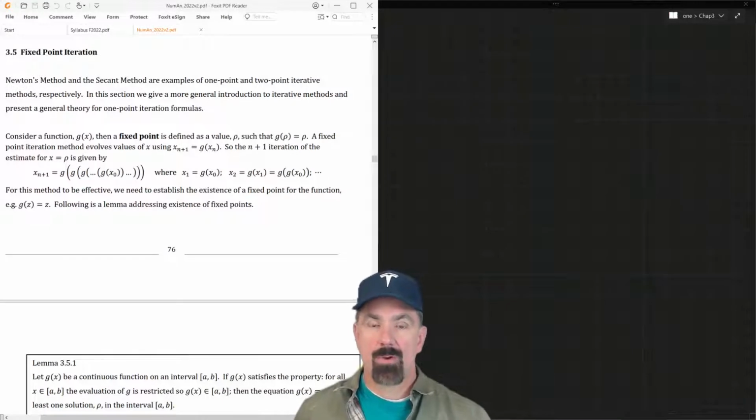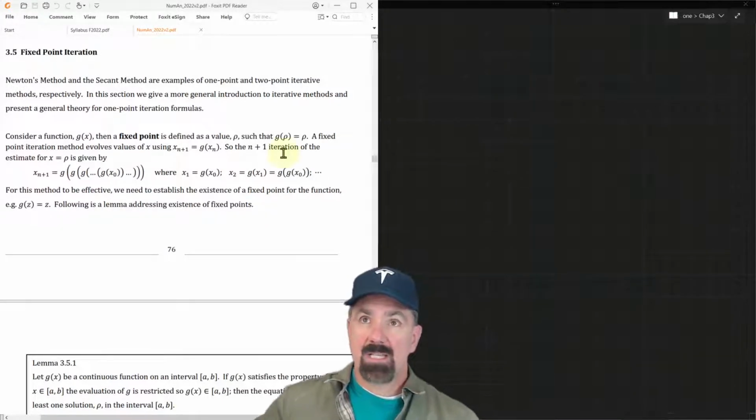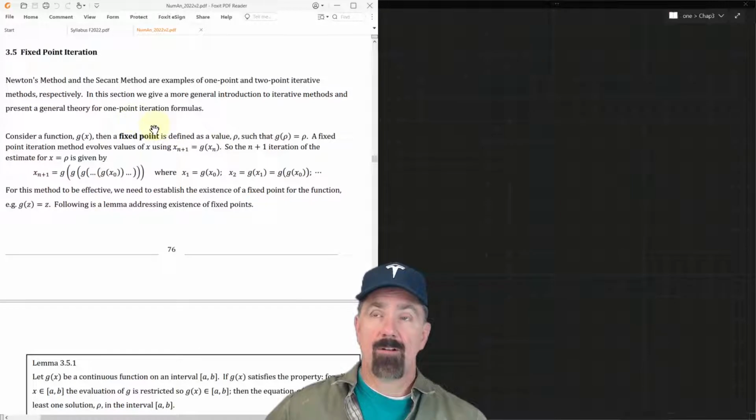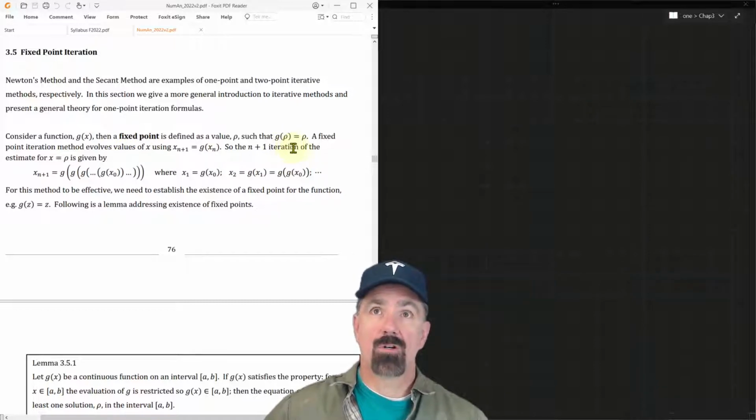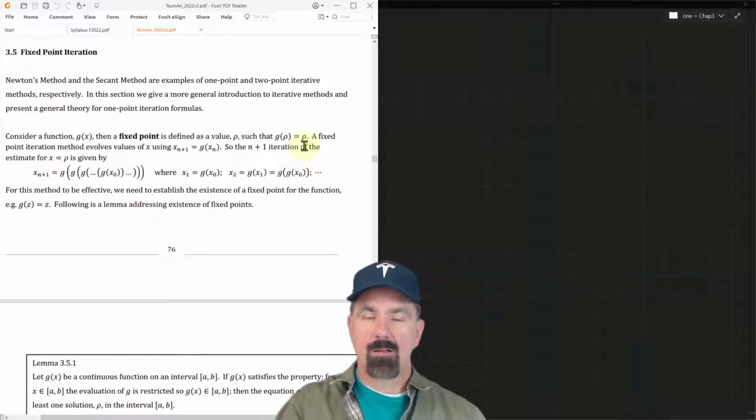Starting here in section 3.5, we see the definition for fixed point of a function. So we have a fixed point when, and you're familiar with this definition from before, I'm sure, when I have an input to my function g which produces an output that's equal to the input. And this is a common situation in applied mathematics.